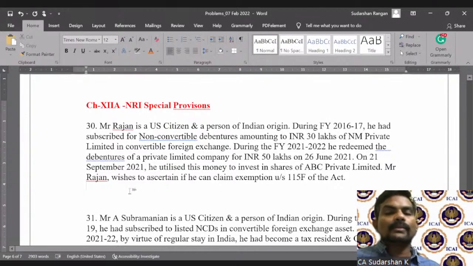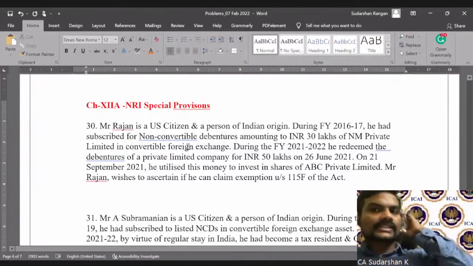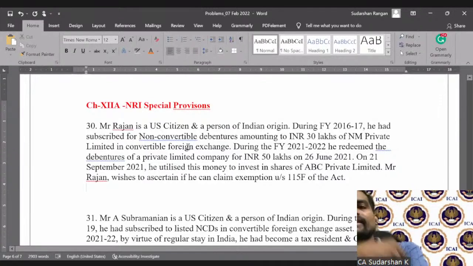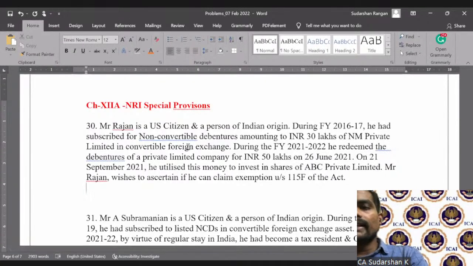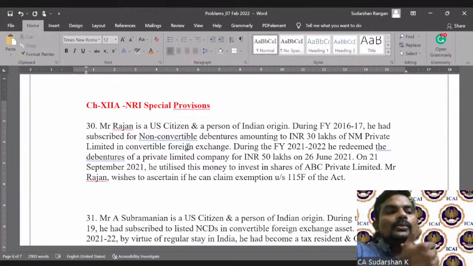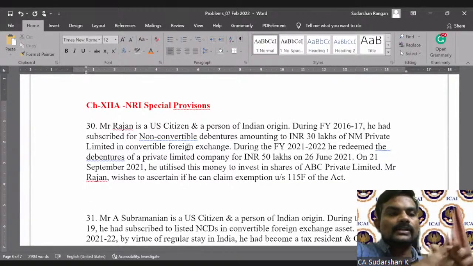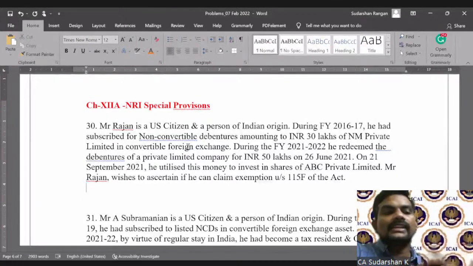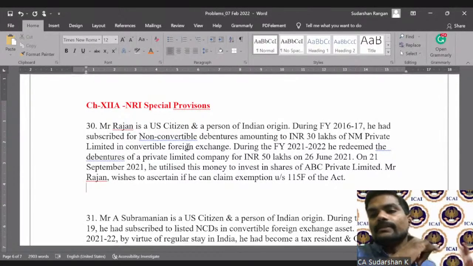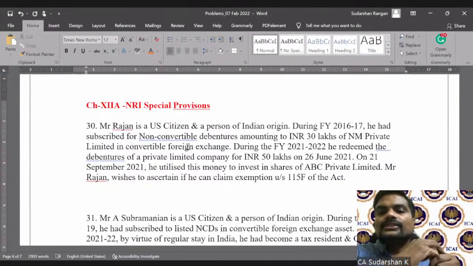So let's go one by one step. To repeat the question, Rajan is a US citizen and POI, and he had subscribed for non-convertible debentures amounting to 30 lakhs of NM Private Limited in convertible foreign exchange. And during the financial year 21-22, he redeemed the same for 50 lakhs. And on 21 September, that is within 6 months from the date of transfer, he utilized this money to invest in shares of ABC Private Limited. So Rajan wishes to ascertain if he can claim exemption under Section 115F.